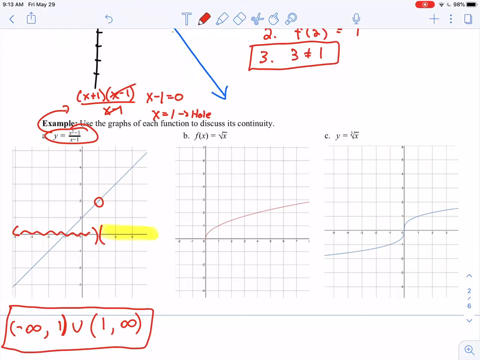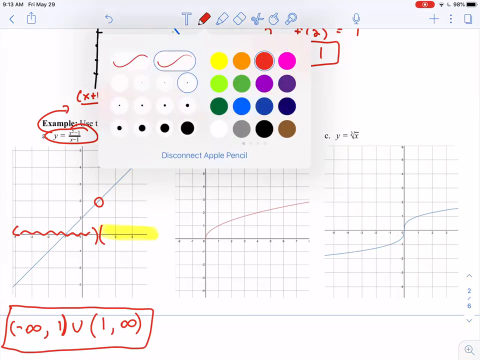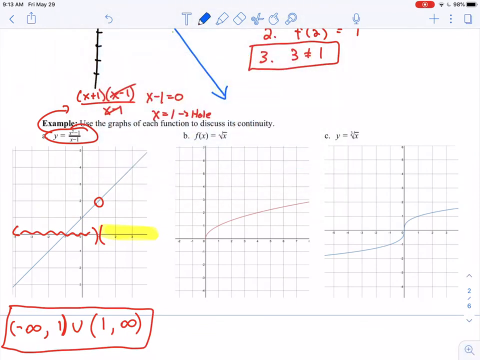It's continuous on negative infinity to positive 1 and positive 1 to positive infinity. Next up, we've got square root of x. And again, here I've got this function. Well, okay, over here it really looks like it's no problem. It looks like over there it's going to be fine. But really it's the behavior right here at 0 that perhaps I'm not quite sure on.